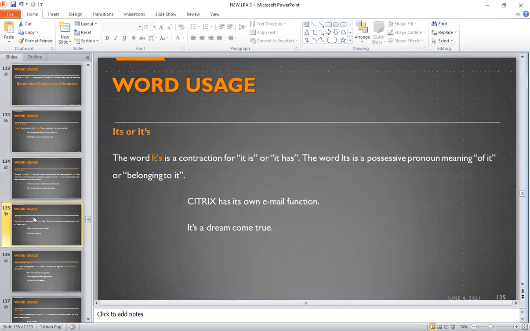It's or its. The word it's is a contraction of "it is" or "it has." The word its is a possessive pronoun meaning "of it" or "belonging to it." Okay, I sometimes see people using its when it should be the other one. You might want to practice if you're writing and if you're using the correct one.